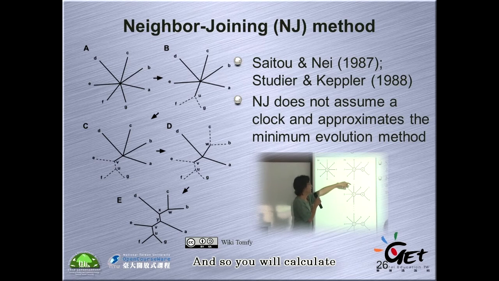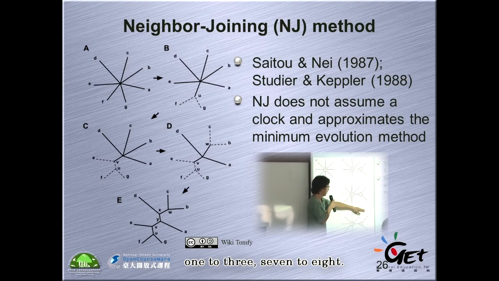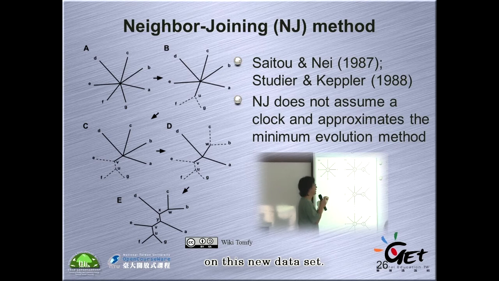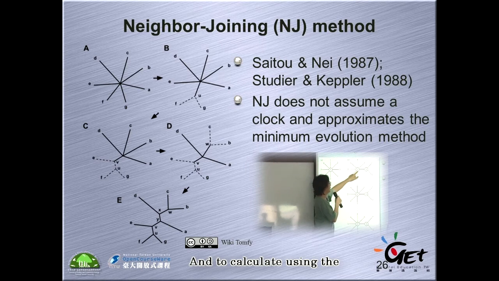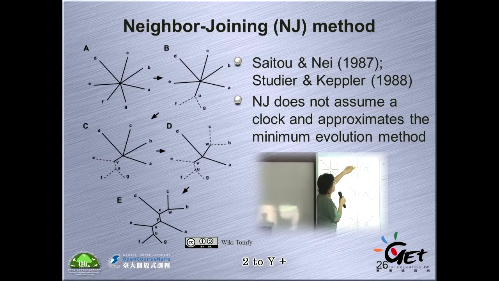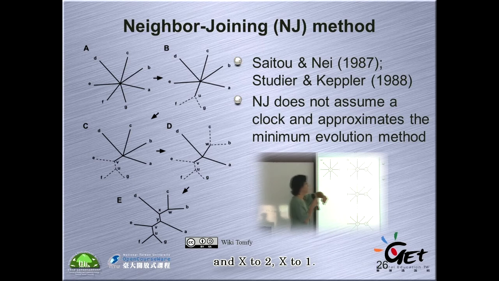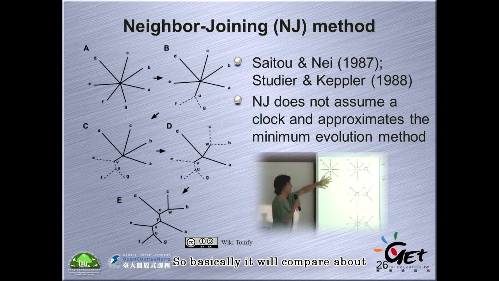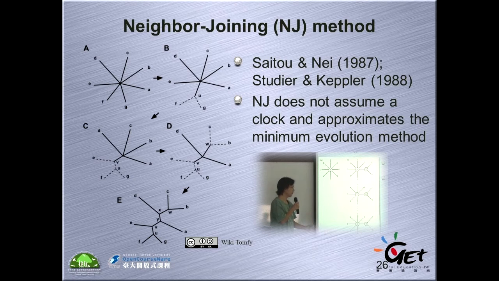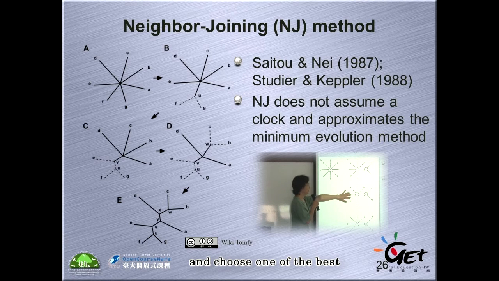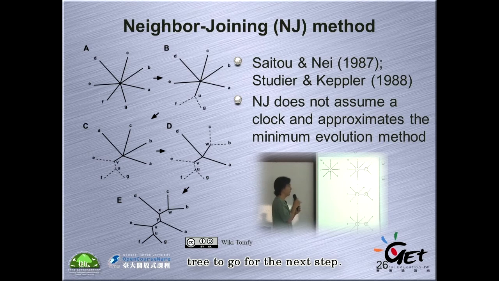And so you will calculate 1 to 2 together, and 1 to 3, and 7 to 8, and calculate everything on this new data set. And to calculate using the new data sets, computing a to y, 2 to y plus x to y to x, and x to 2, and x to 1, and so on. So basically, you'll compare all the possibilities on the tree and choose the best tree to go for the next step.